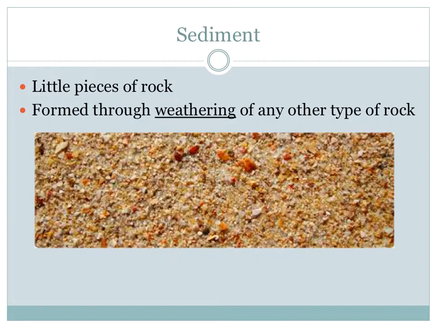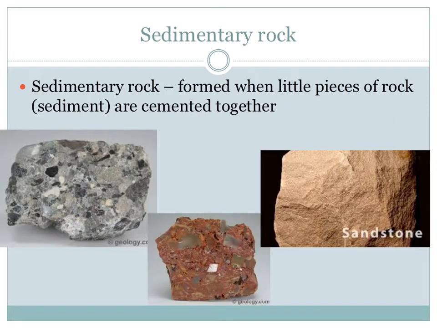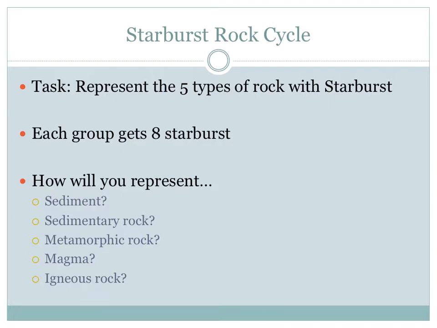Like I said, sediment is little pieces of rock formed through weathering, erosion, and deposition. So this can happen also from big rocks that break apart. Sedimentary rock is when sediment is compacted and cemented together. That's the only way it can form. And actually what's cool about sedimentary rock is it's the only type of rock that can have fossils. Actually, that was everything.